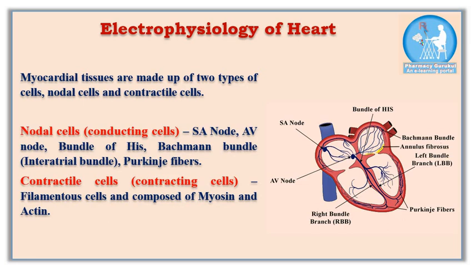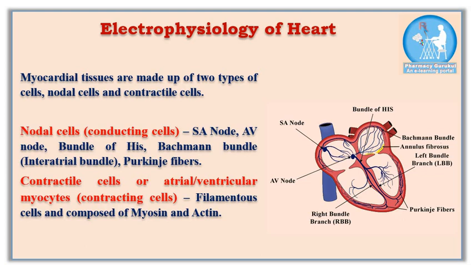As we all know, our heart has very special features. It contains myocardial tissues, and myocardial tissues are made up of 2 types of cells, nodal cells and contractile cells. Nodal cells are also known as conducting cells. Examples of nodal cells are the SA node, AV node, bundle of His, Bachmann bundle, and Purkinje fibers. The contractile cells are also known as atrial and ventricular myocytes. They are a type of filamentous cells and composed of myosin and actin.